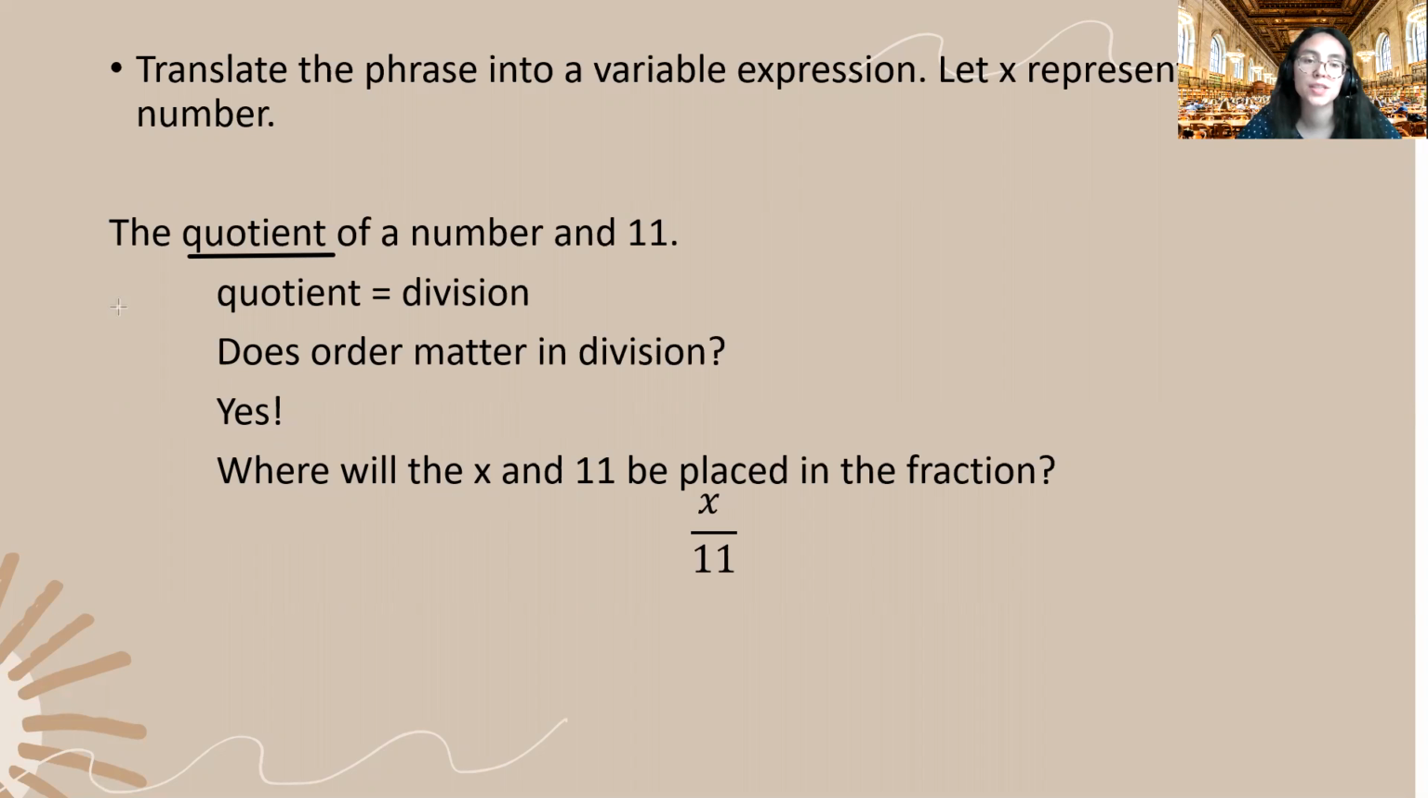So the quotient of a number and 11 means that a number, or x, our variable, will be in the top, like right here. And 11 is going to be in the denominator, so that it'll be at the bottom. Versus if we had the quotient of 11 and a number, that would look very different. It would be flipped.